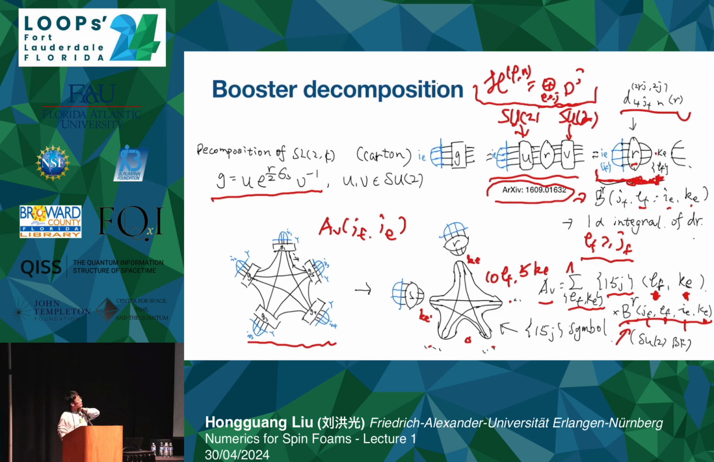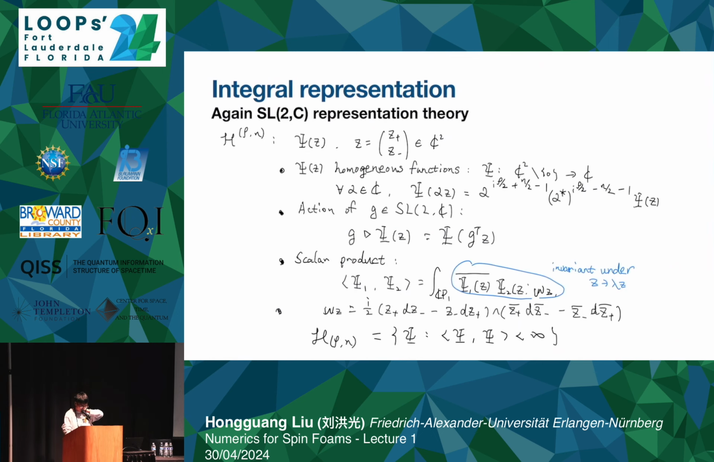Okay, so then let's move on. We go to the integral representation. Again, we start with SL2C representation theory. Previously, we wrote the states as rho n, Gm. This is one way to write it out. It's a basis of our Hilbert space. But we have another way to write out the Hilbert space.